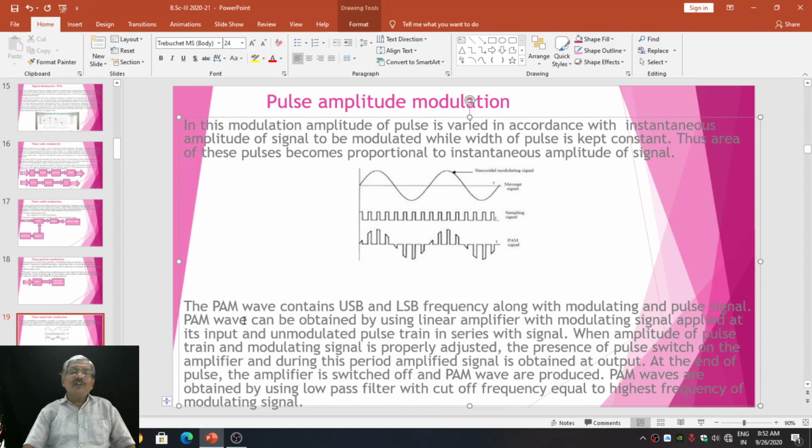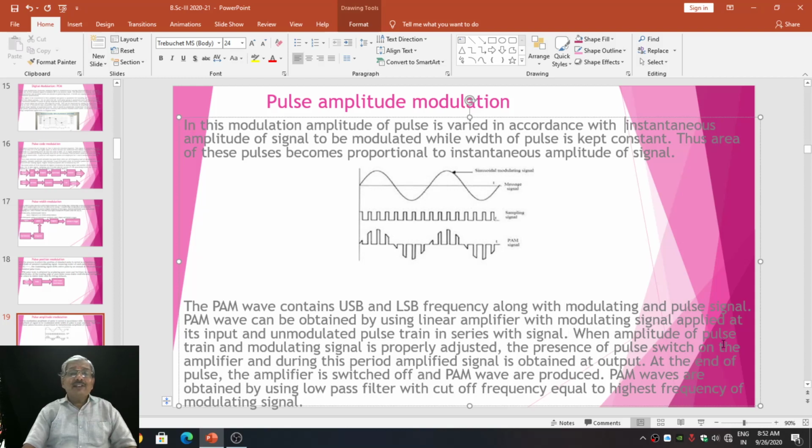Pulse amplitude modulated wave can be obtained by using a linear amplifier with the modulating signal applied at its input and an unmodulated pulse train in series with the signal. Means to the input of the amplifier, two signals are applied in series. One is the signal to be modulated and another one is the unmodulated pulse train. Both are applied in series as an input of the linear amplifier.